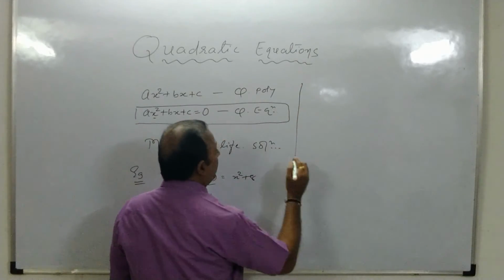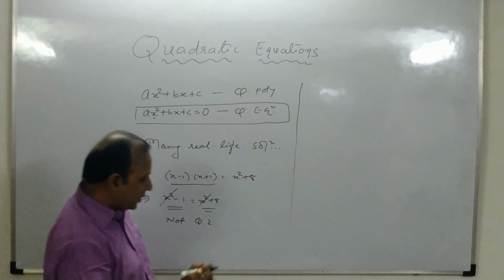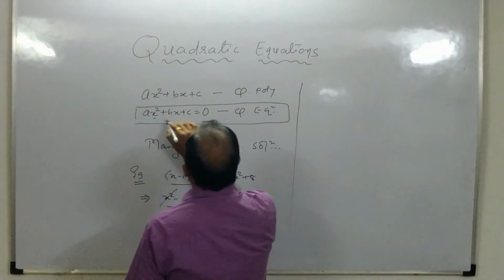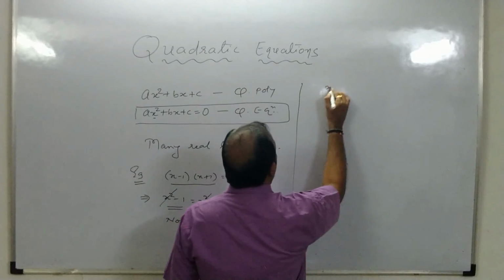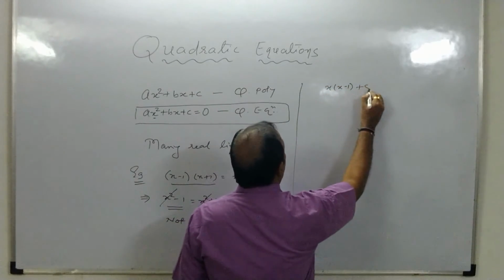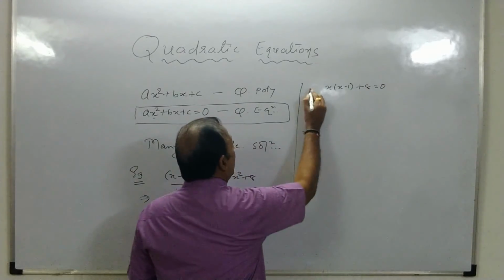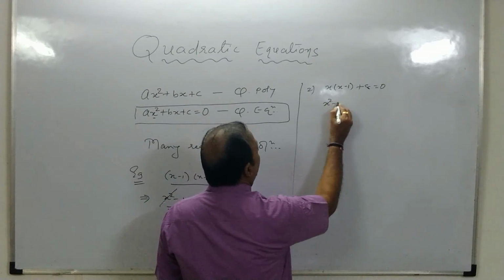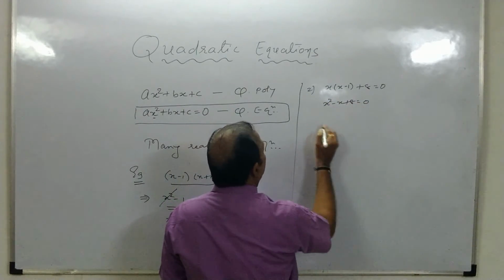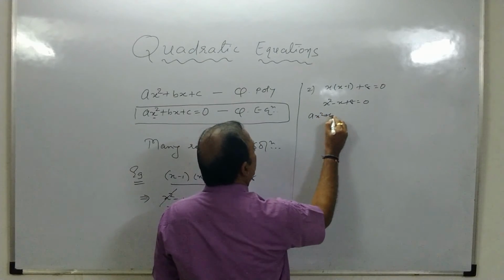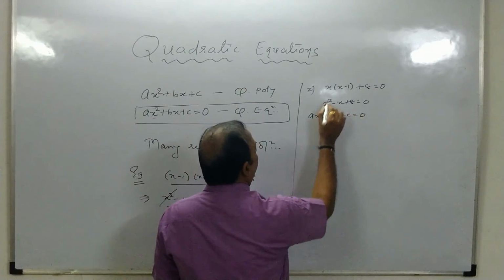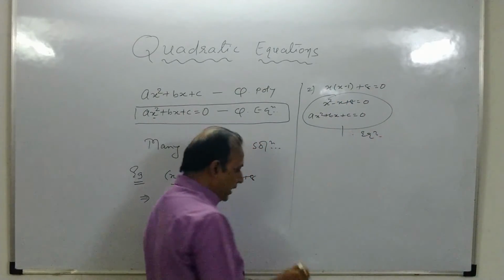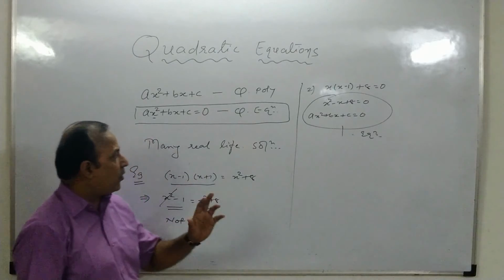Remember, if we want to check whether it is a quadratic equation or not, we should have the highest degree and it should be written in this form. Now example number 2: x into x minus 1 plus 8, is this a quadratic equation or not? If we solve this, we will get x square minus x plus 8. Now see, if we write it in generalized form, ax square plus bx plus c equals 0, then this becomes a quadratic equation.